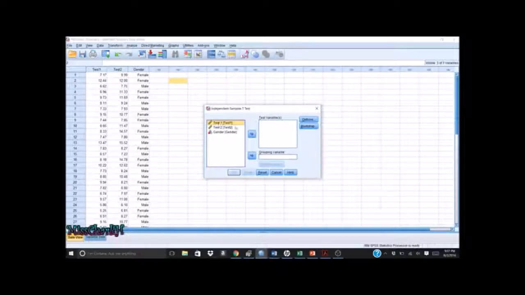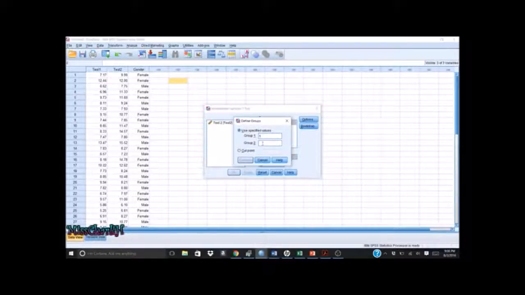For test 1, are my males and females different from each other? This is my grouping variable, and it's gender, but I need to define what the groups are. It's not always gender. Sometimes it's different colors, different ages, however they're grouped is how we're going to define it. I'm going to call group 1, I can either say 1 or female, and group 2, 2. I am telling SPSS how I want these to be grouped. I'm going to hit continue.